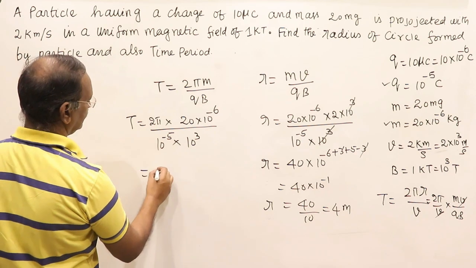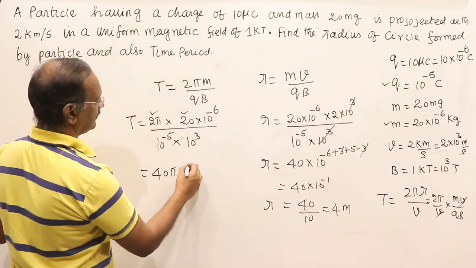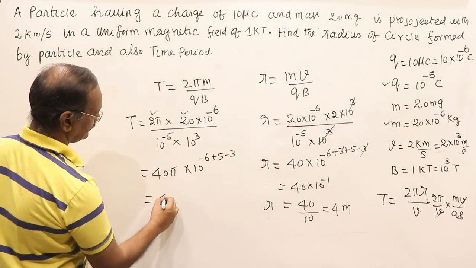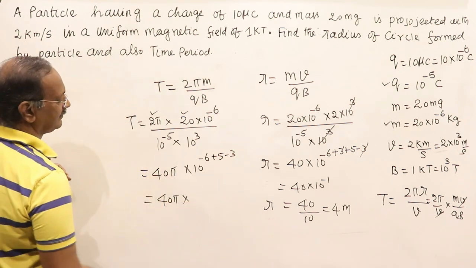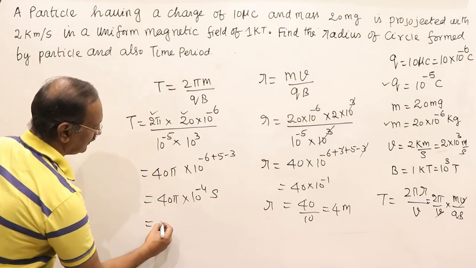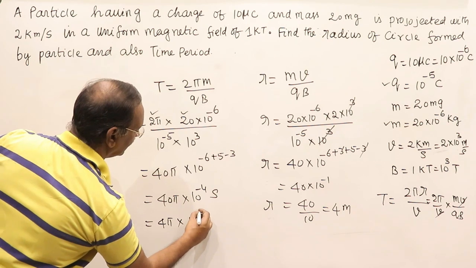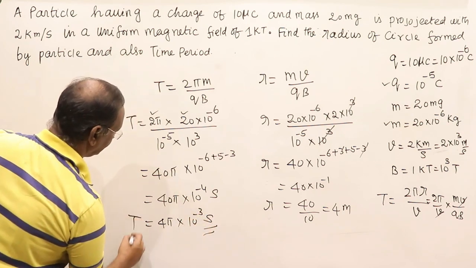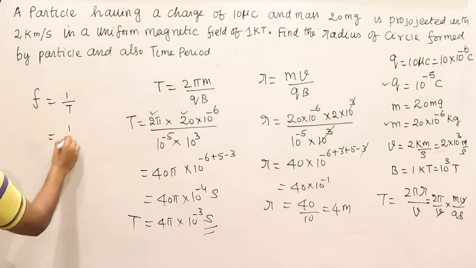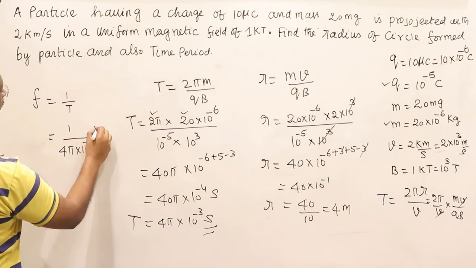So 2 into 20 is equal to 40 pi. This we have taken, 40 pi into 10 to the power minus 6 plus 5 minus 3, is equal to 40 pi into 10 to the power minus 4 second, or 4 pi into 10 to the power minus 3 second. So this is the time period. And linear frequency is equal to 1 by T, is equal to 1 by 4 pi into 10 to the power minus 3 hertz.